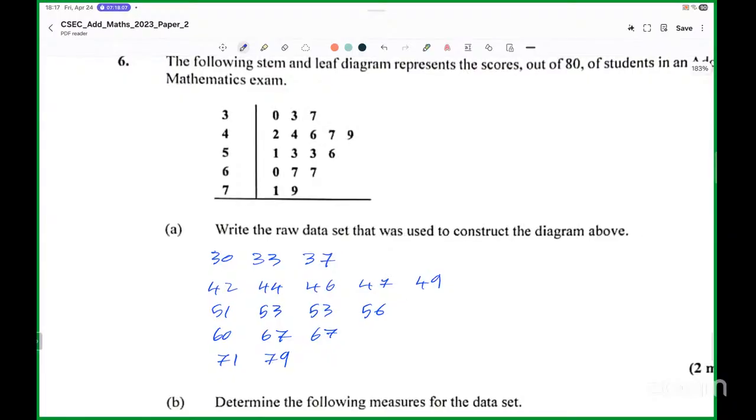Or you can calculate it. The position of the median is half of n plus 1. Half of 17 plus 1. We count 17 values: 1, 2, 3, 4, 5, 6, 7, 8, 9, 10, 11, 12, 13, 14, 15, 16, 17. Yes.